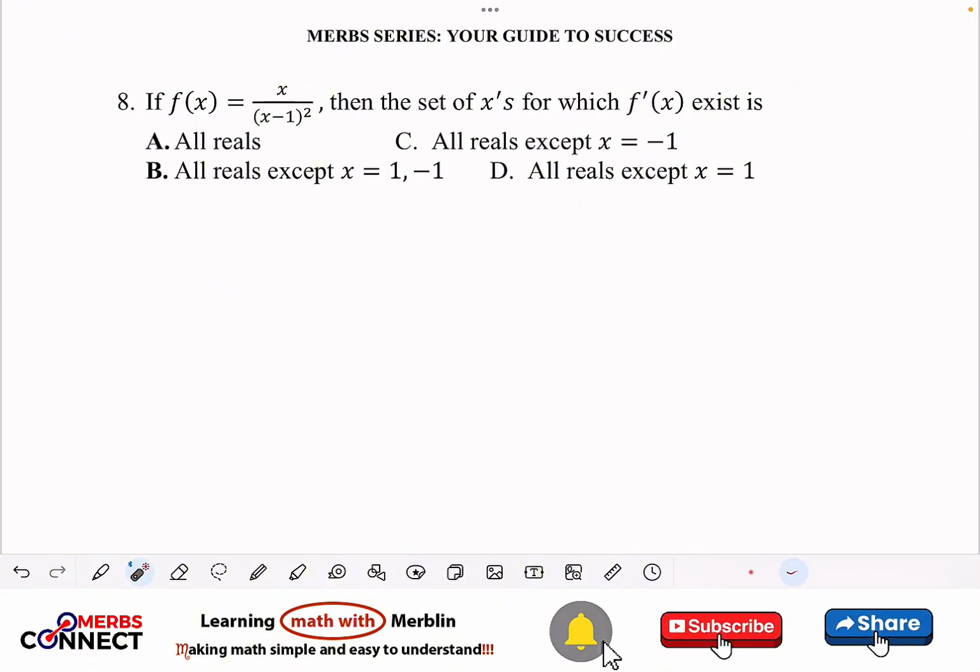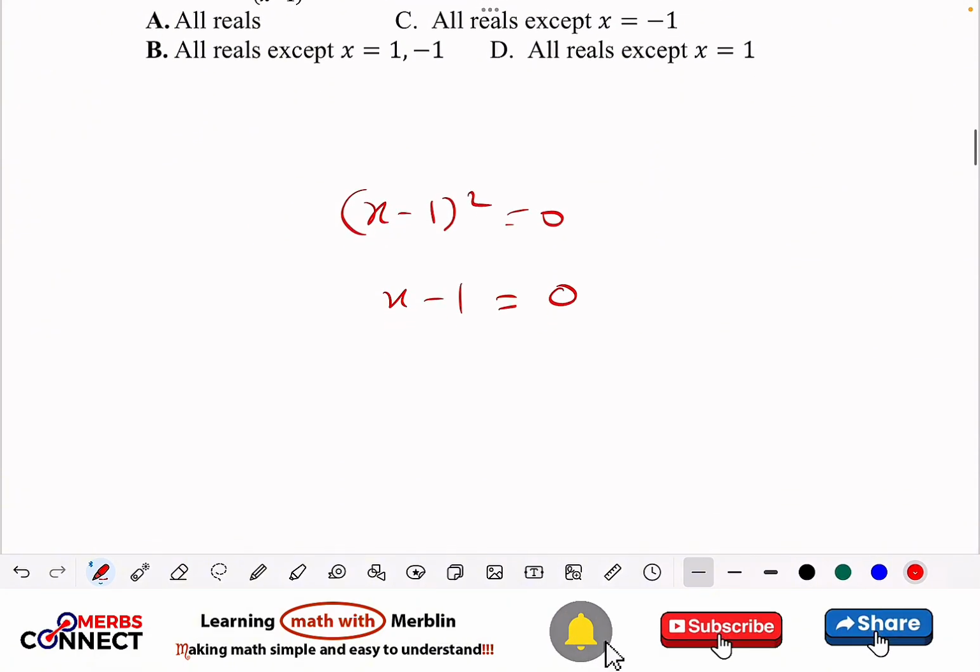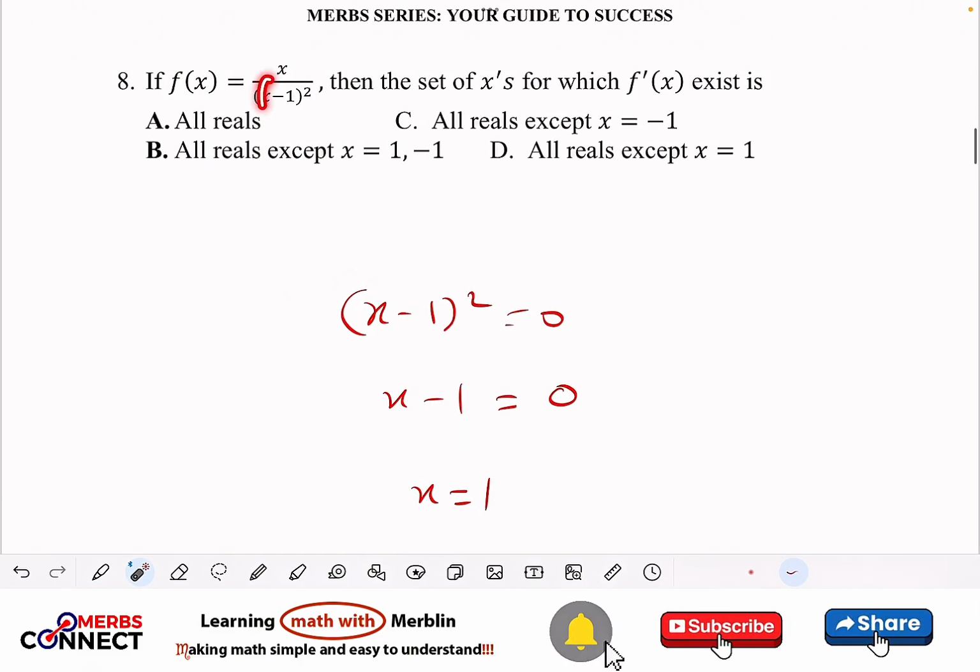If f of x is equal to this, then the set of x for which this exists is, okay, this one is basically talking about the domain. We want to ignore all the values that are going to make sure that this function does not exist. So we just pick the denominator and set it to 0. So x minus 1 is equal to 0, x is equal to 1. So that is the idea. It means that when x is equal to 1, the function will be undefined. So we are going to take all real numbers except x equal to 1. So the answer is going to be D.